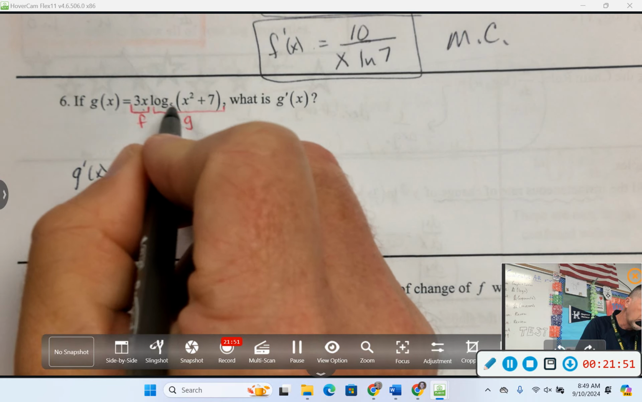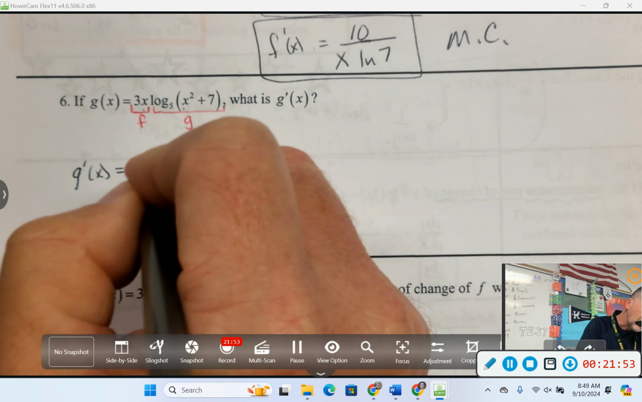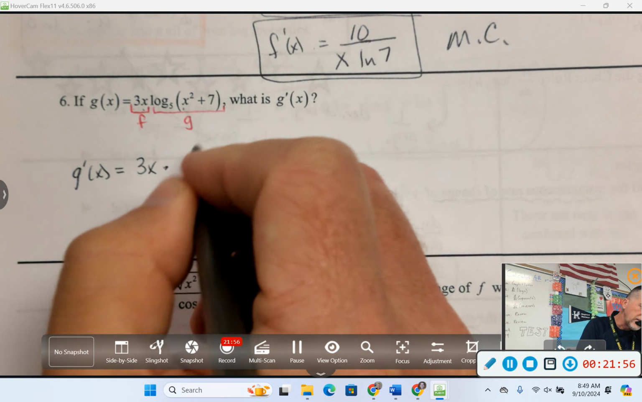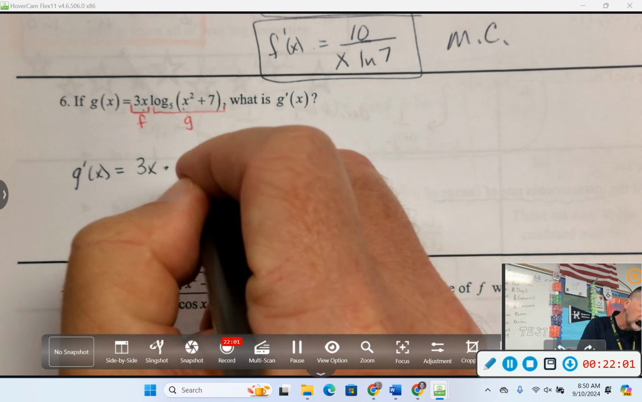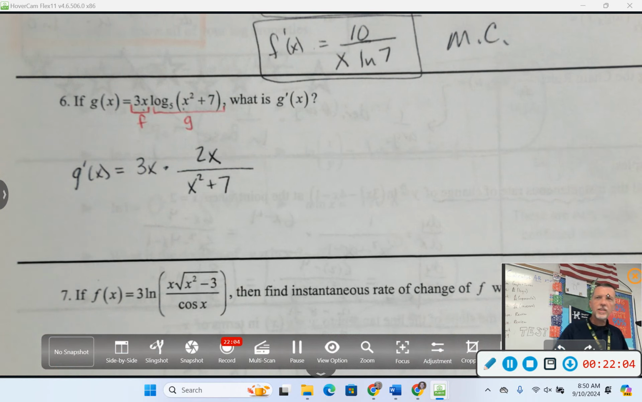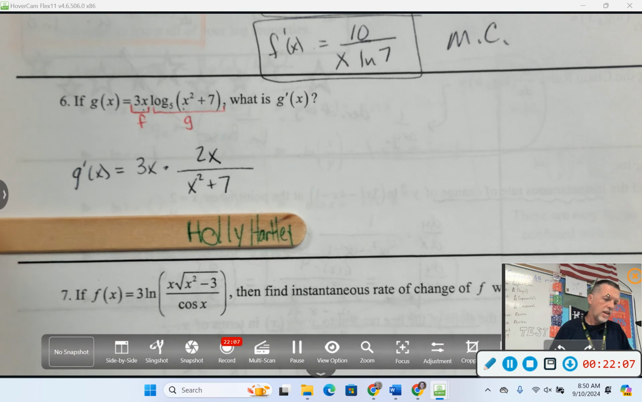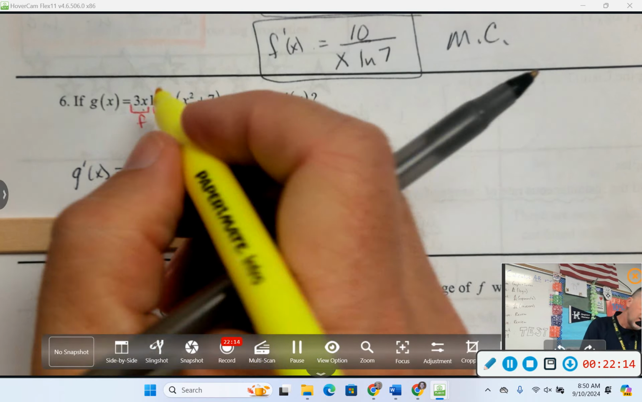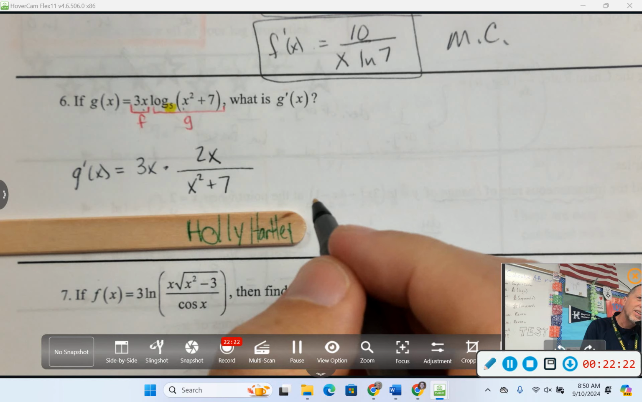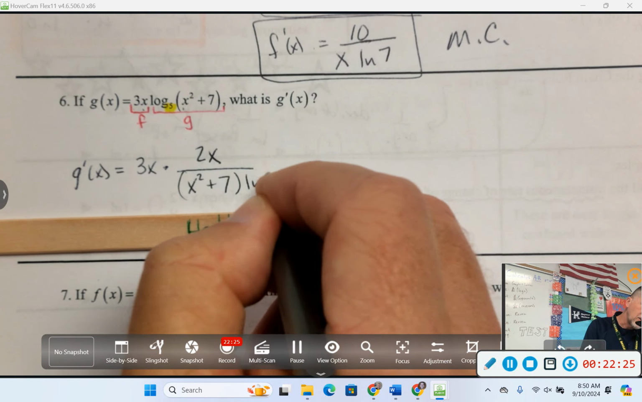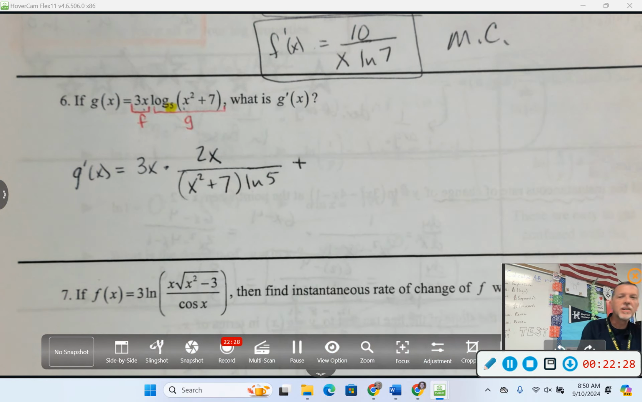Okay, first times derivative of the second. So 3x times the derivative of the second: x squared plus 7 in the denominator, 2x in the top. And Holly, what else do I need to finish that derivative? And where does the natural log of 5 go? In the denominator. So I'll just throw it down there with the rest of the denominator.